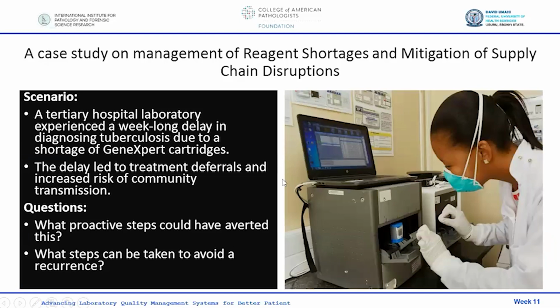Okay, let's look at a case study on management of reagent shortages and mitigation of supply chain disruptions. This scenario is about a tertiary hospital lab experiencing a week-long delay in diagnosing tuberculosis due to a shortage of GeneXpert cartridges. The delay led to treatment deferrals and increased risk of community transmission. Now, the questions are, what proactive steps could have averted this? And what steps can be taken to avoid a recurrence?